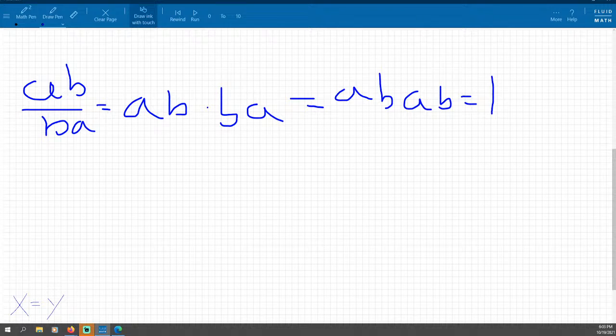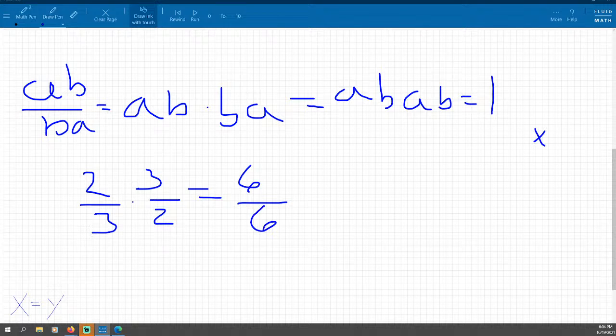Now here's your example. We have 2/3. We take the reciprocal of 2/3, so 2 would be a, 3 would be b, and we flip it over: 3 over 2. Now we're going to multiply this. So 2 times 3 is equal to 6, 3 times 2 is equal to 6. And we know that x over x is equal to 1.